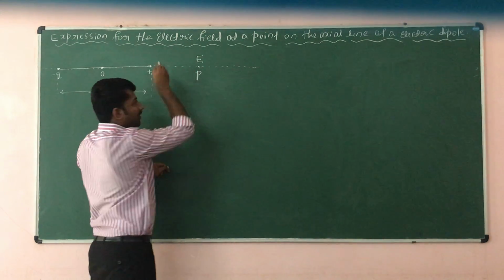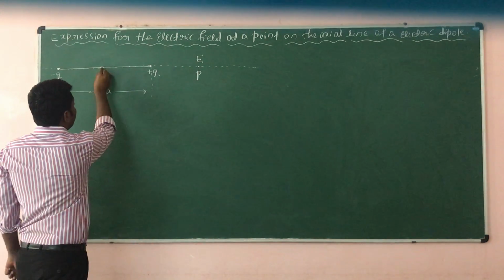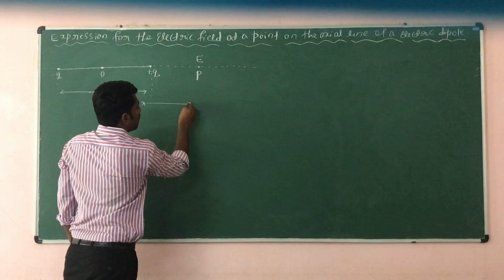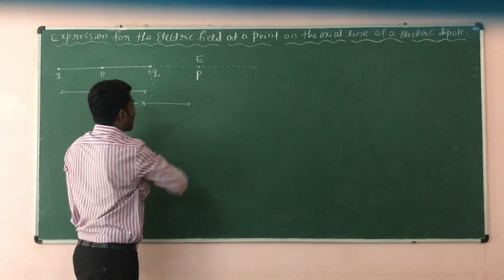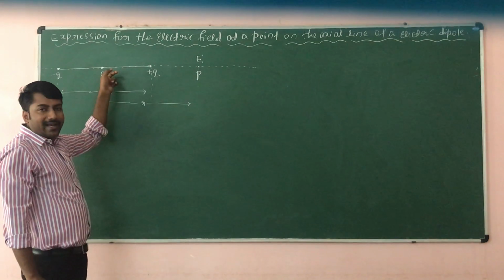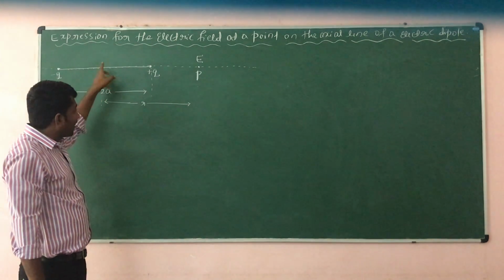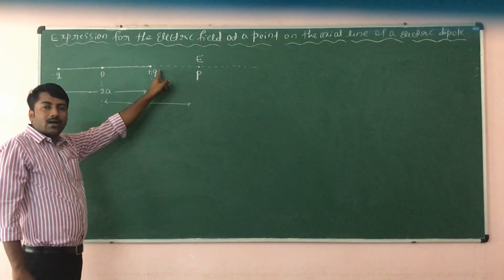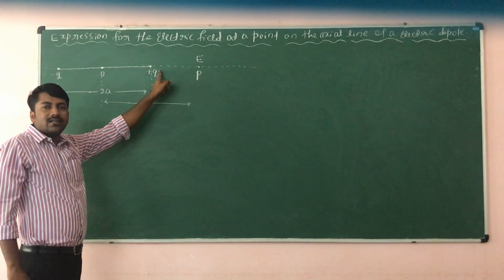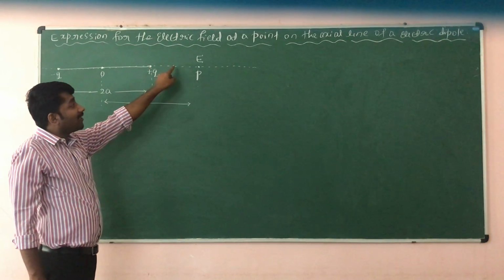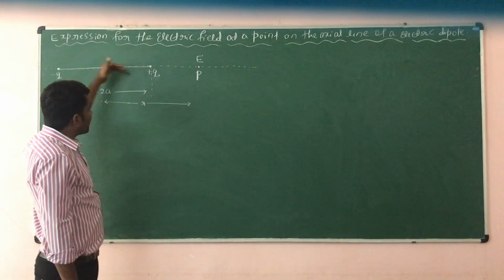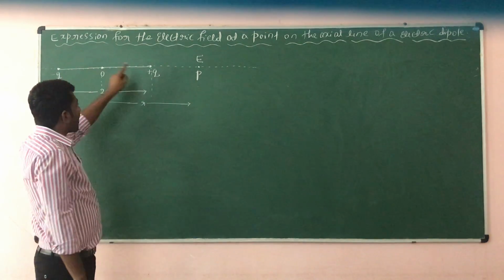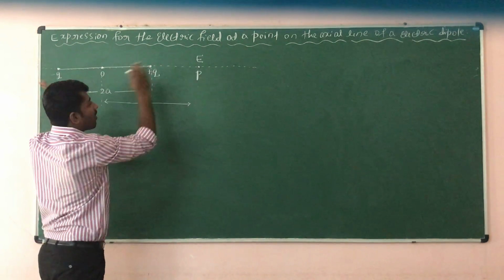P is the point at which the electric field is to be calculated, at a distance r from the center of the electric dipole. You should understand the dipole correctly. This is called an electric dipole. An electric dipole means a pair of equal and opposite charges separated by a small distance. Axial line means a line that passes through the axis of the electric dipole, or a line joining the two charges and extended to either side of the charges.